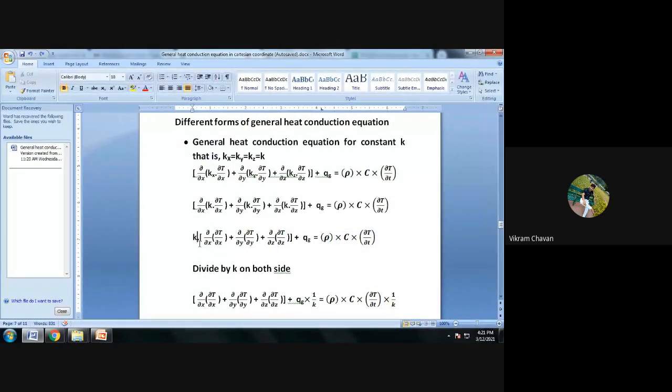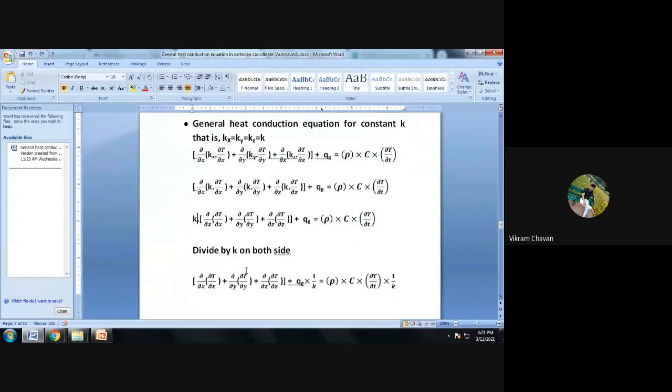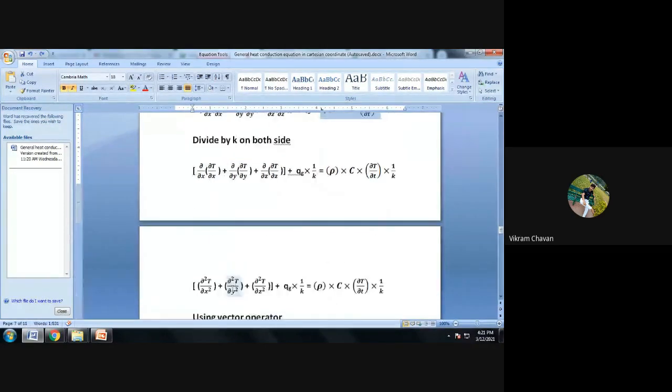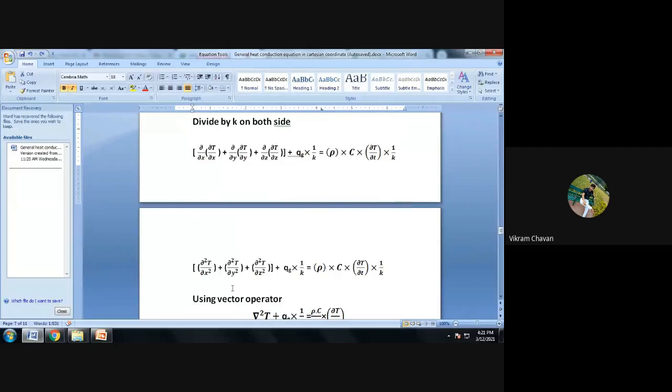Further we have divided by k throughout the equation. So after dividing, we will get this equation. And here the change is that qg is there, so it becomes qg divided by k, and in the last term 1 upon k will be added, or it will be divided by k. Then we get this equation.